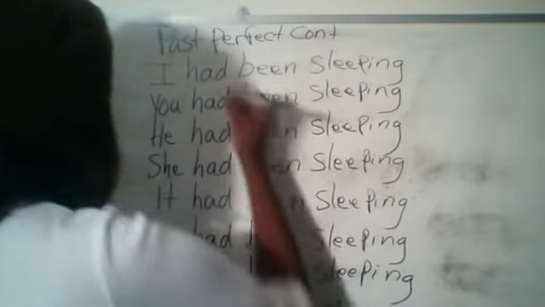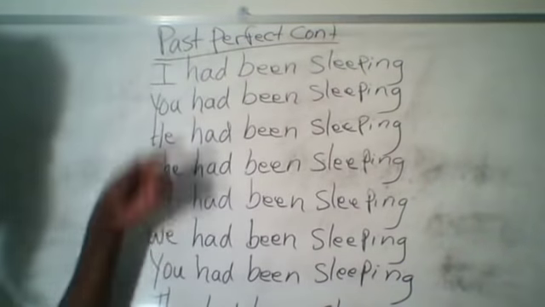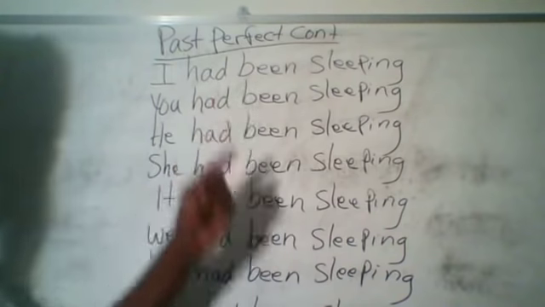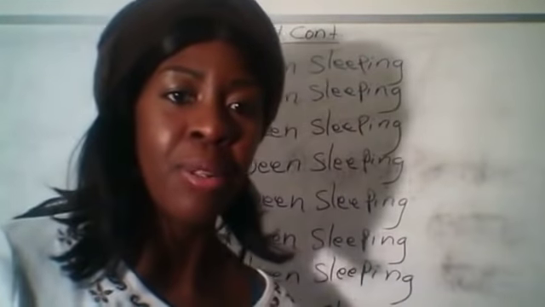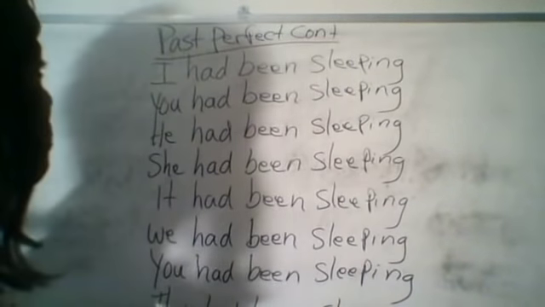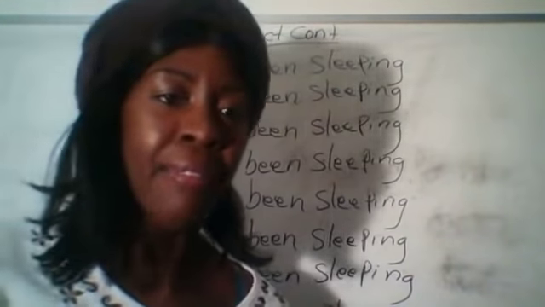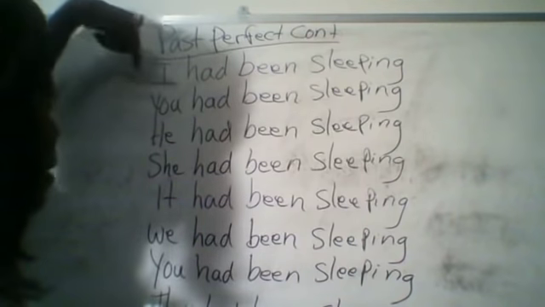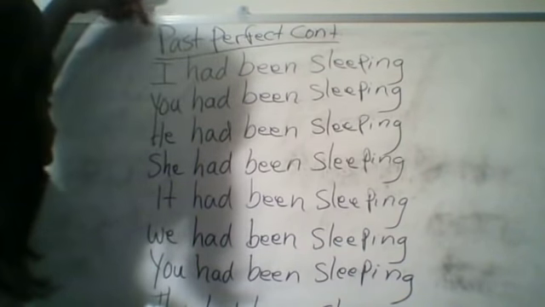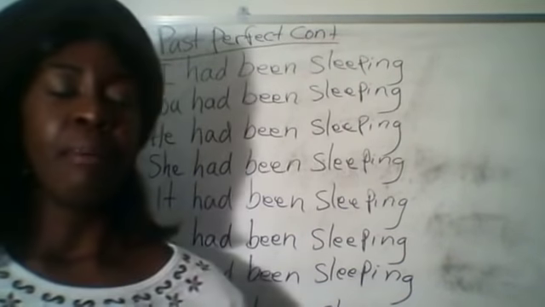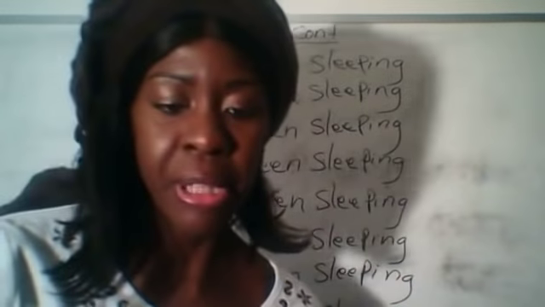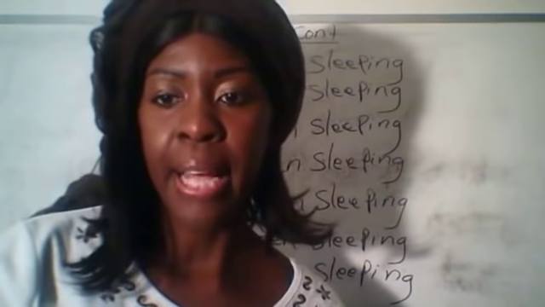Okay? This is the past perfect. Past, I had; perfect, been; continuous, sleeping. If it's present, you say I have been sleeping. But since it's past, you say you had been sleeping, okay? Past, I had. Perfect, been, continuous, sleeping. It's really easy. It's just for practice, okay?